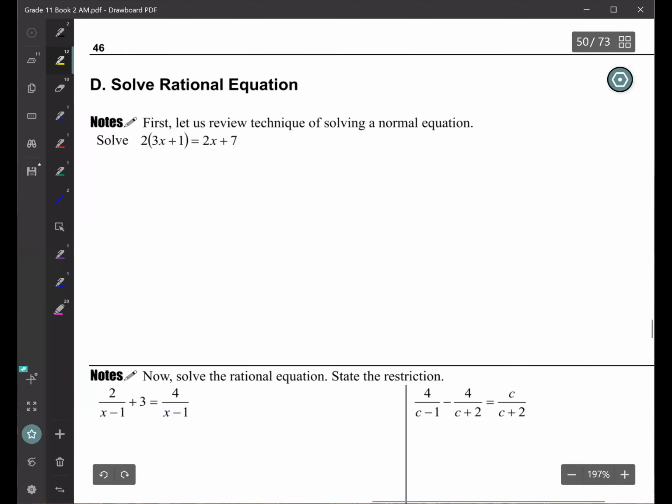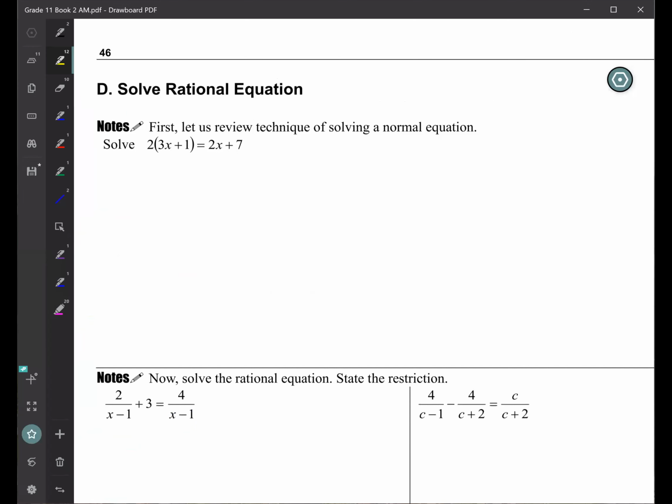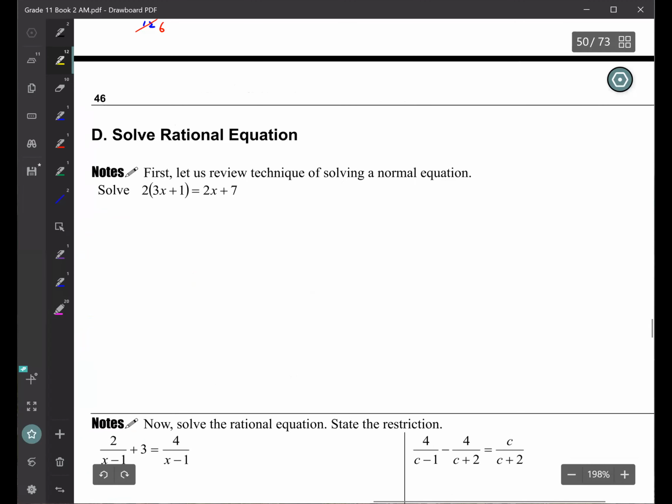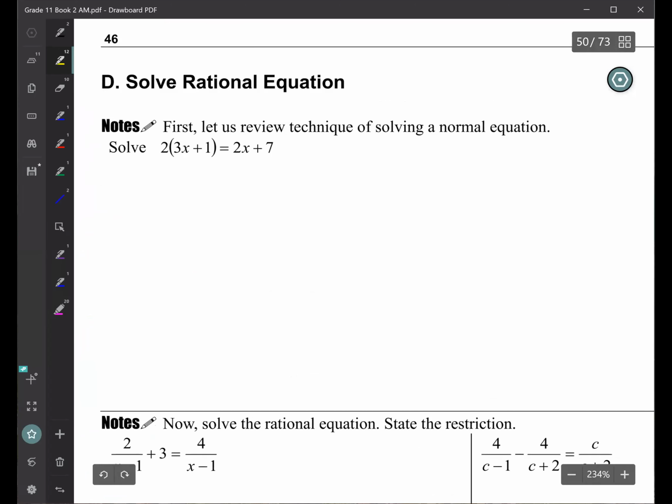So we'll start by reviewing how to solve a regular equation, right? Not a rational one. If it's a rational equation, that means the equation has fractions, right? Has a variable in the denominator, like the one you see at the bottom, okay? We're on page 46. So we'll start by reviewing how to solve the one that's not rational.